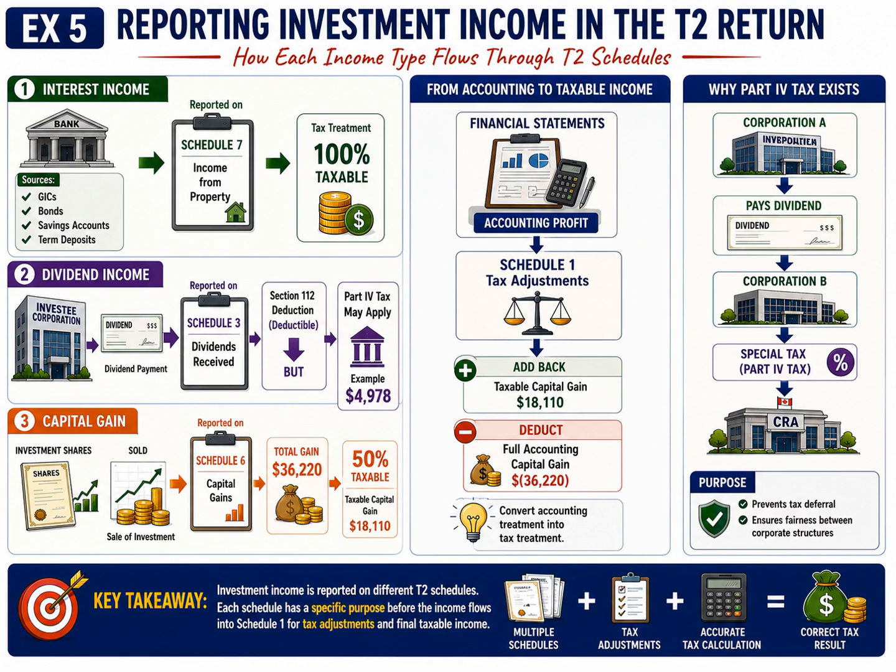Corporate investment income is not simply entered into one place on the return. Each type of income has its own reporting requirements, its own calculations, and sometimes its own special tax rules. The key takeaway from this slide is that reporting investment income requires more than recording amounts from the financial statements. Interest income, dividend income, and capital gains each flow through different T2 schedules. Schedule 1 converts accounting income into taxable income, and Part 4 tax ensures that certain dividend transactions are taxed fairly. Understanding how these schedules work together is essential for preparing an accurate T2 corporate tax return.